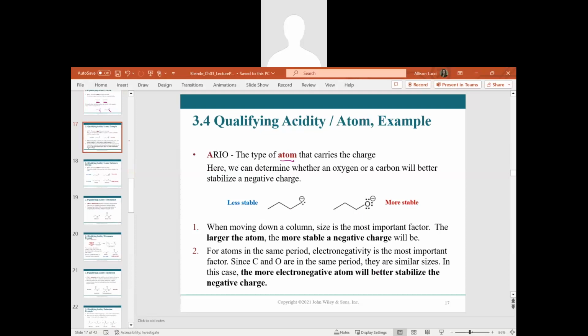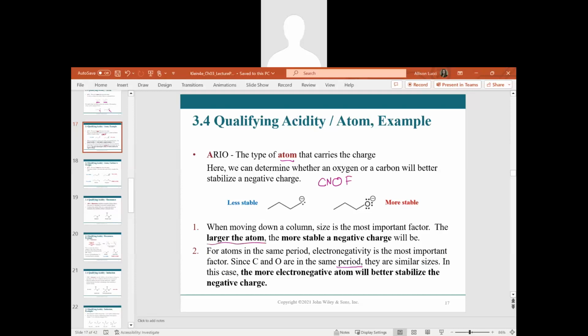So carbon is less electronegative than oxygen. They are in the same period as we see down here. So it goes, carbon, and then oxygen is even closer. Well, there's nitrogen in between, of course. So carbon, nitrogen, oxygen, and then we have our most electronegative atom, fluorine. So oxygen will be able to stabilize a negative charge much easier than our carbon.